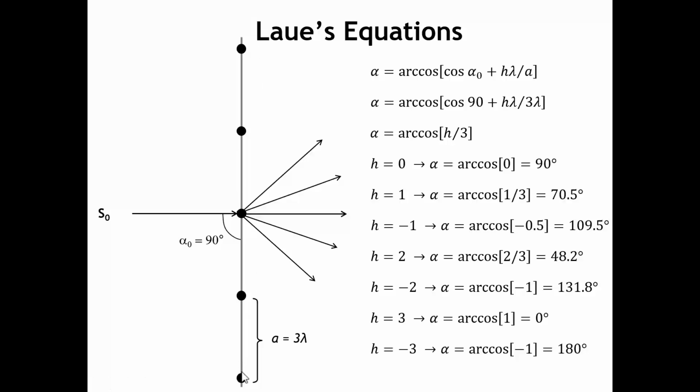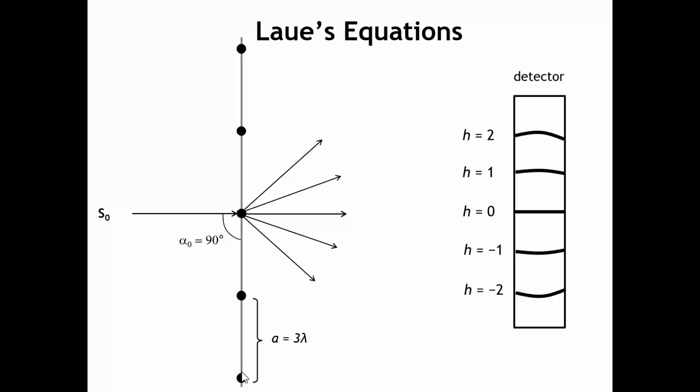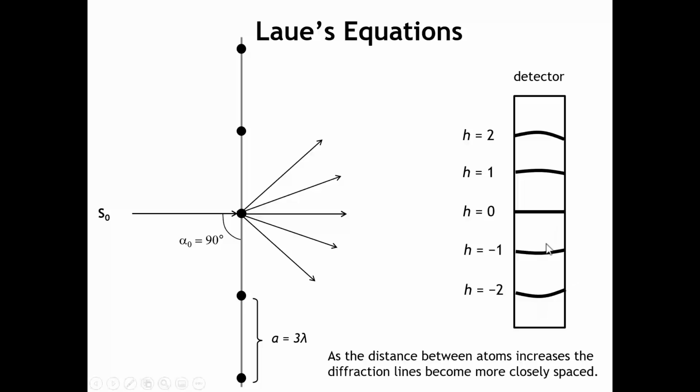So if we did the same experiment and had our cylindrical detector wrapped around our crystal, we would see more diffraction lines in our detector. Or another way to put it is we could say that the spacing between the diffraction lines has been decreased. The angles at which constructive interference are occurring have gotten smaller, and because of that, we see more diffraction lines for the same detector.